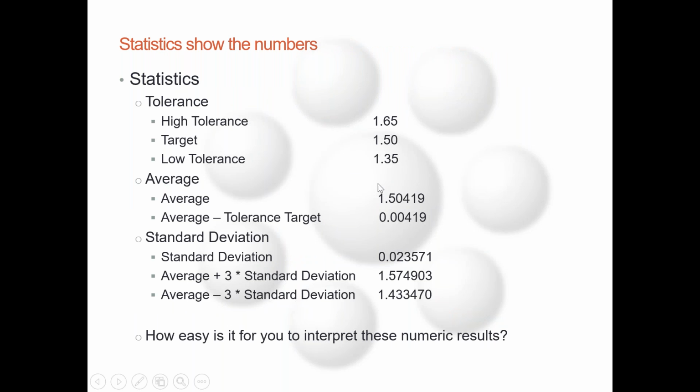And again, we're looking at here the statistics and tolerance. What is the average and what is the target average relative to this? This is the target and this is the offset from average, average minus tolerance. What is the standard deviation? And then you get your plus or minus 3 standard deviations from the average, and how do these compare back to here?